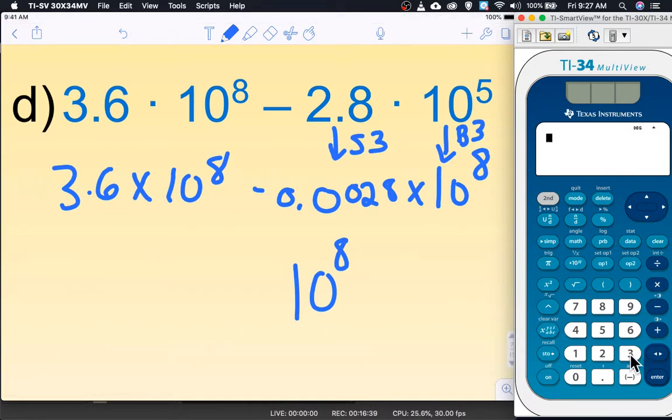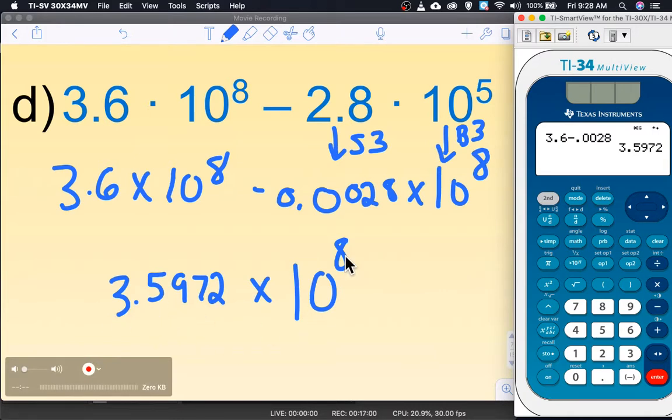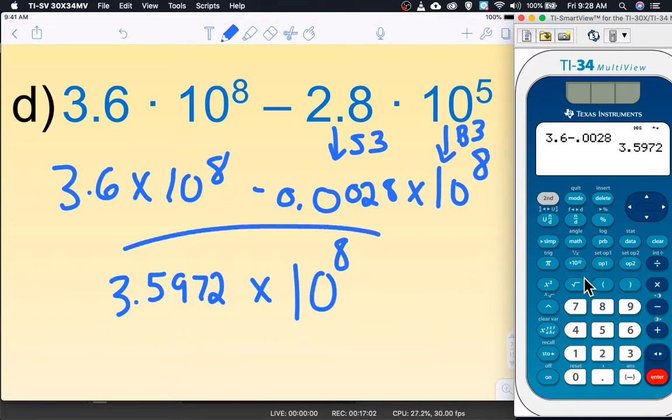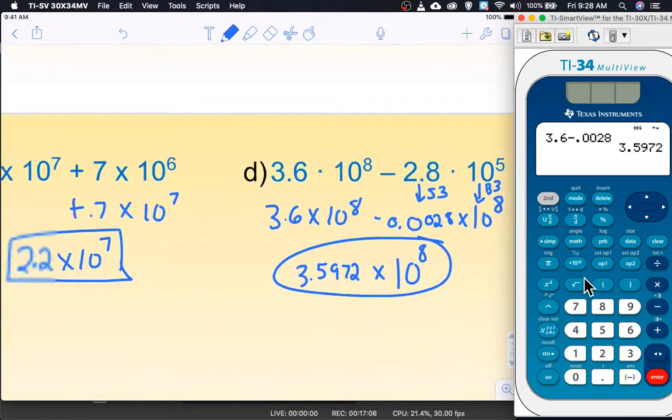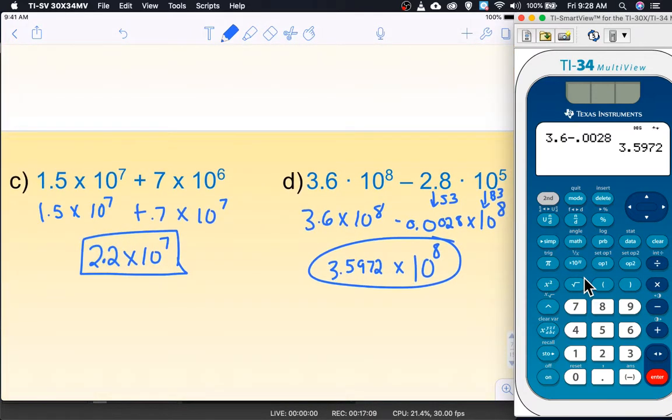You guys should have done this as well. So 3.6 minus 0.0028 equals 3.5972 times 10 to the 8th power. I'm double checking to see if that answer is in scientific notation, and it is. My decimal is good. My exponent piece is good. We're all good. So, same powers of 10 are needed.